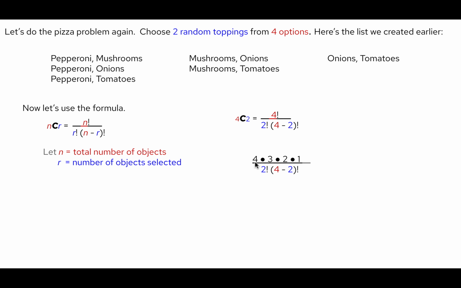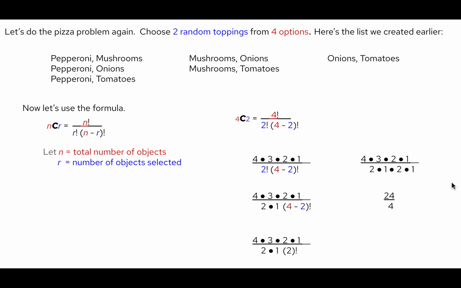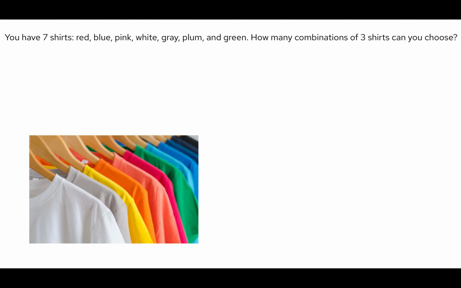So 4 factorial is 4 multiplied by 3 multiplied by 2 multiplied by 1. 2 factorial is 2 multiplied by 1. The difference of 4 and 2 is 2, and it's 2 factorial. So now the denominator is 2 multiplied by 1, multiplied by 2, multiplied by 1. And now all we're doing is simplifying, and it looks like I have 6 different types of pizzas, which matches our listing. So again, another way to do it, using a listing or actually doing the formula.